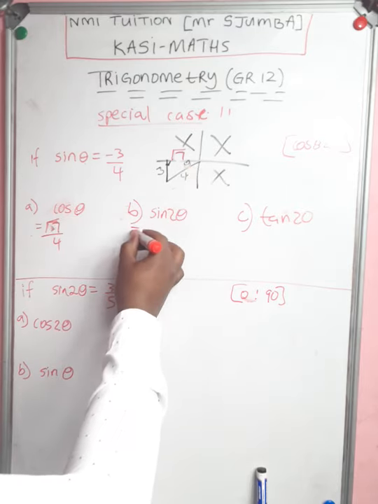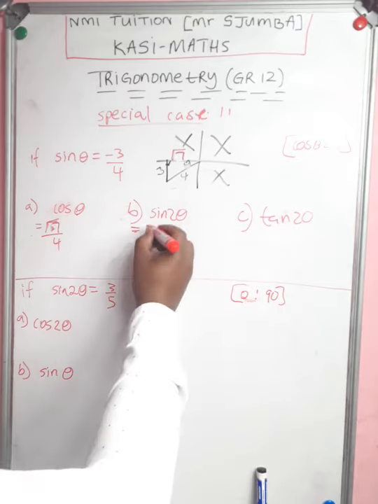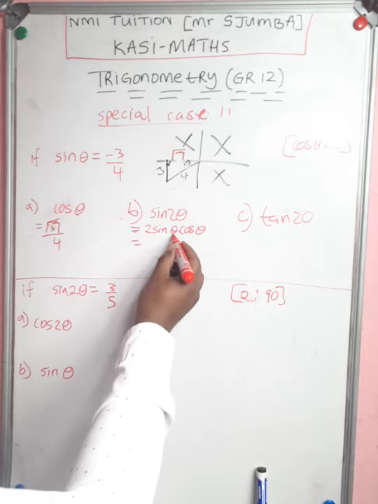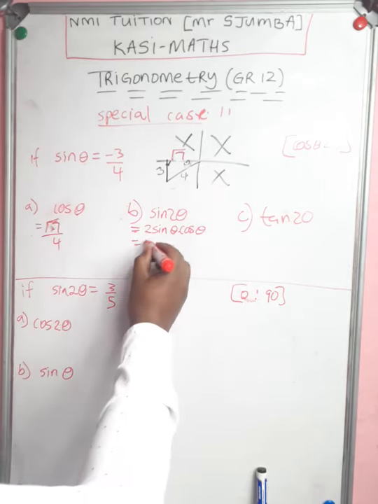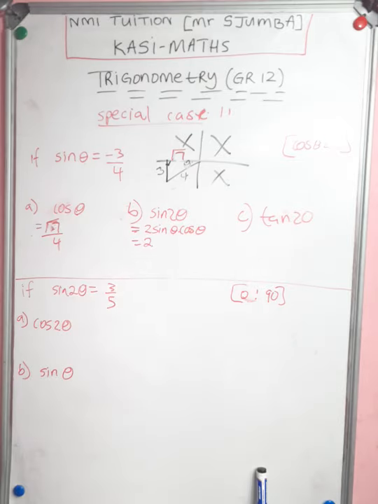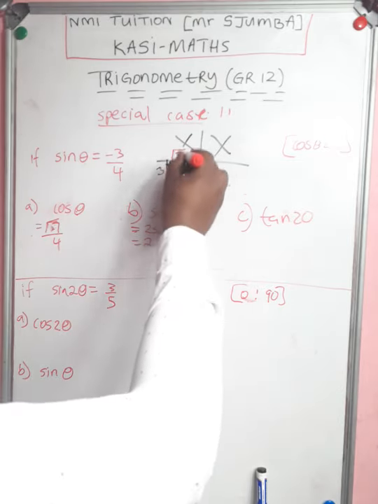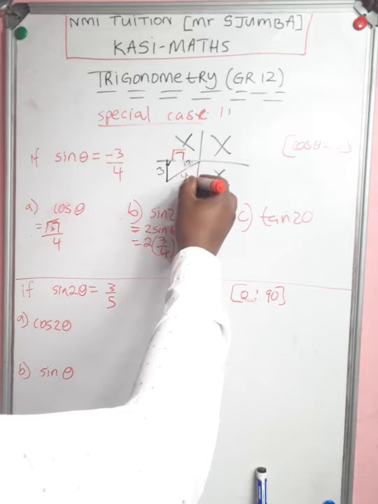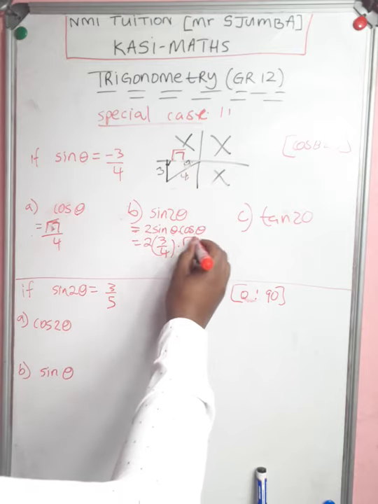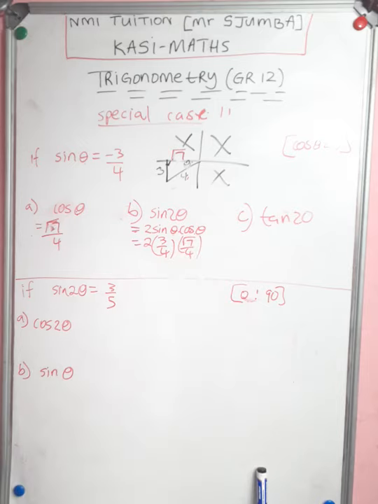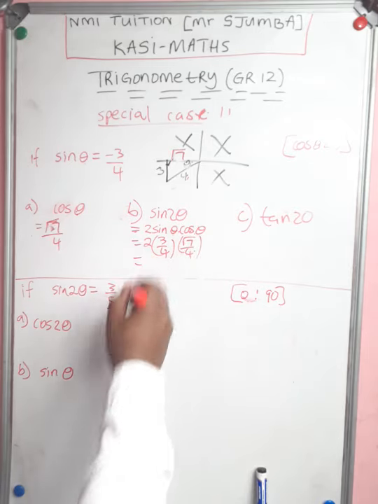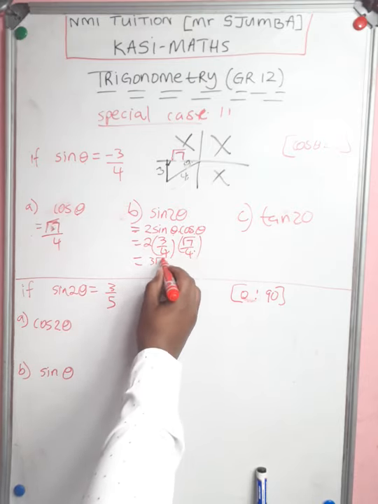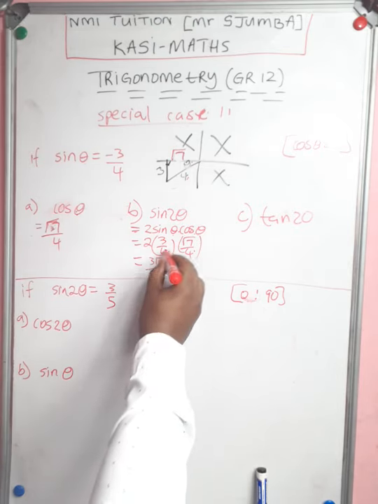So this is a double angle. So we should change the sine. It means it's a double angle, so 2 sine theta cos theta. Now we have sine theta and we have cos theta. So 2 sine theta is opposite over hypotenuse, so it's going to be 3/4. Cos theta would be adjacent over hypotenuse, so it's √7/4. Then multiply again. Multiply: 3√7 divided by 8.